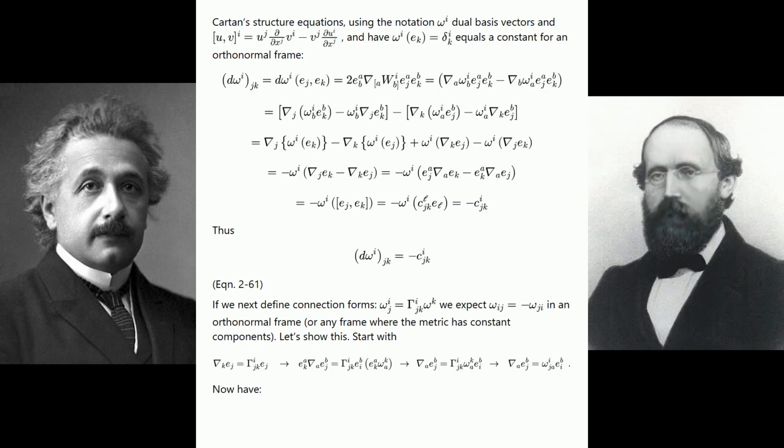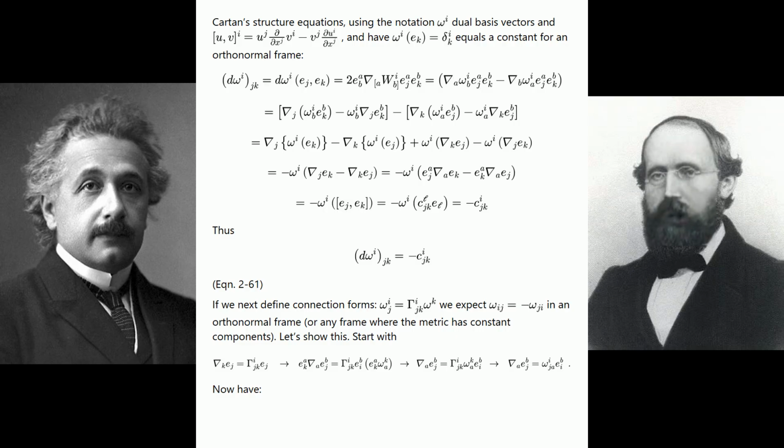Cartan structure equations, using the notation ω^I for the dual basis vectors and [U, V]^I equals U^J ∂V^I/∂x^J minus V^J ∂U^I/∂x^J. And we have ω^I(E_k) equals δ_k^I, a constant for an orthonormal frame. See the equations shown. Thus, see equation 2-61.